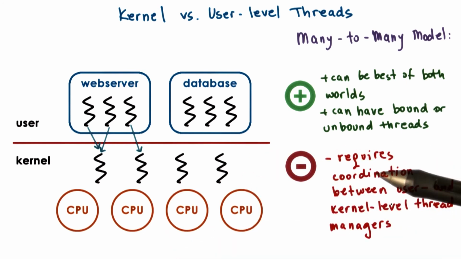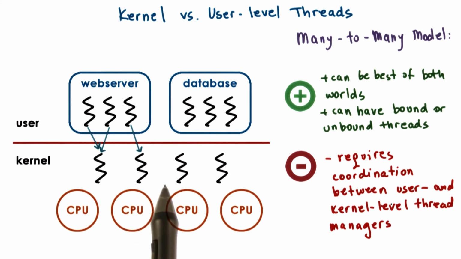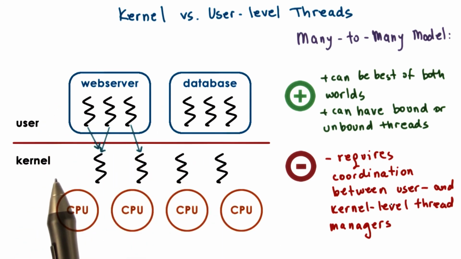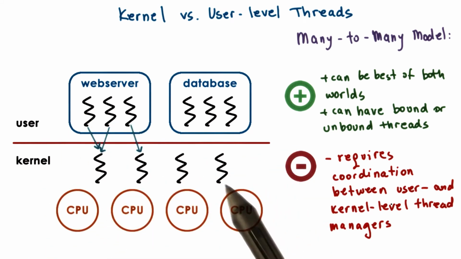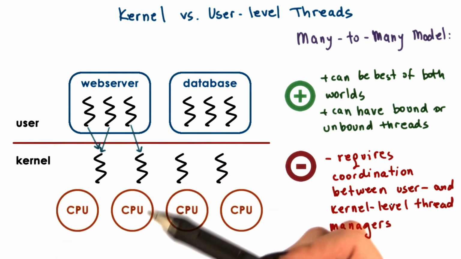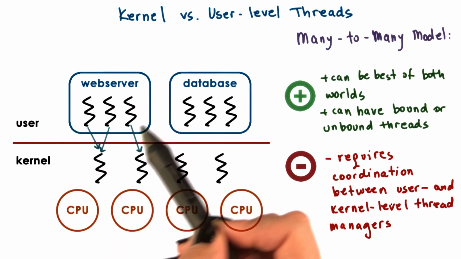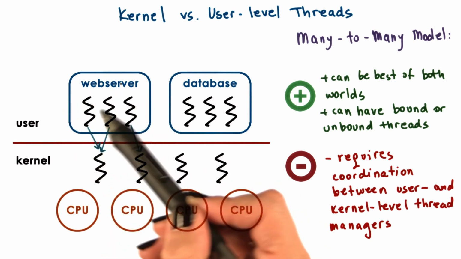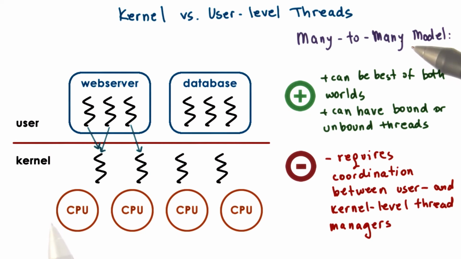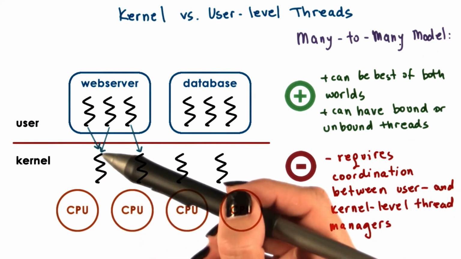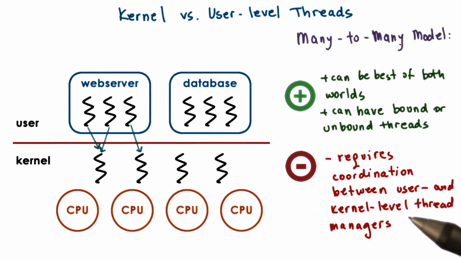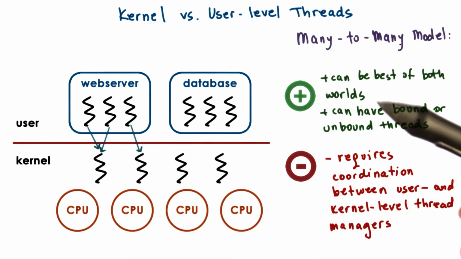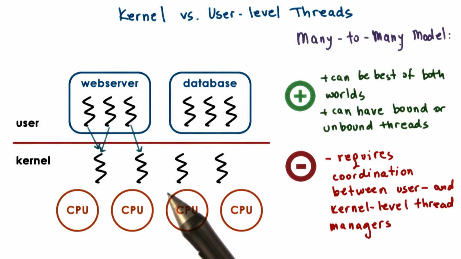There are still some cons with this model, and that's in particular because now we require some coordination between the kernel-level thread management and the user-level thread management, which we didn't see in the other cases. In the one-to-one model, pretty much everything was up to the kernel-level manager, and in the many-to-one model, pretty much everything was up to the user-level thread manager that's part of the threads library. In the many-to-many model, there's often the case where we require certain coordination between the kernel and user-level managers, mostly in order to take advantage of some performance opportunities.